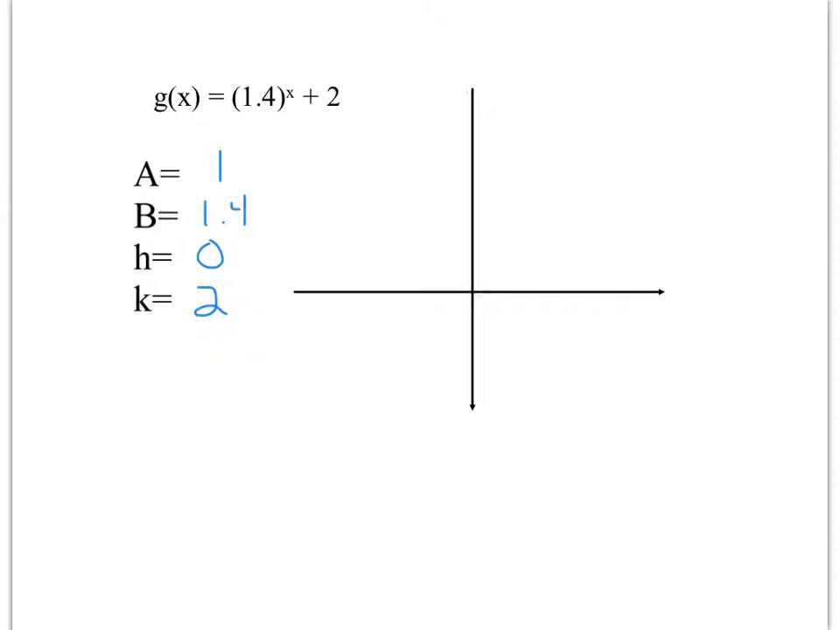So my basic exponential graph would be, again, this piece right here. And then it shoots up. It's not going to shoot up quite as big as some of the others. But now this whole thing is just going to move up 2. So I'm going to draw a new asymptote at y equals 2.